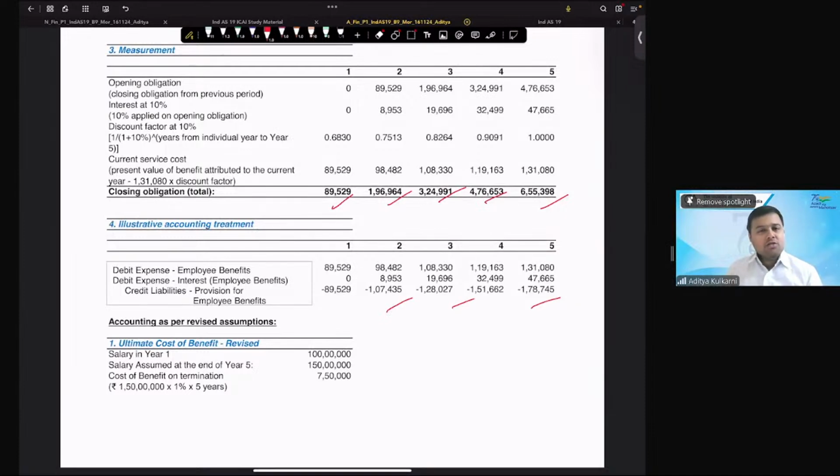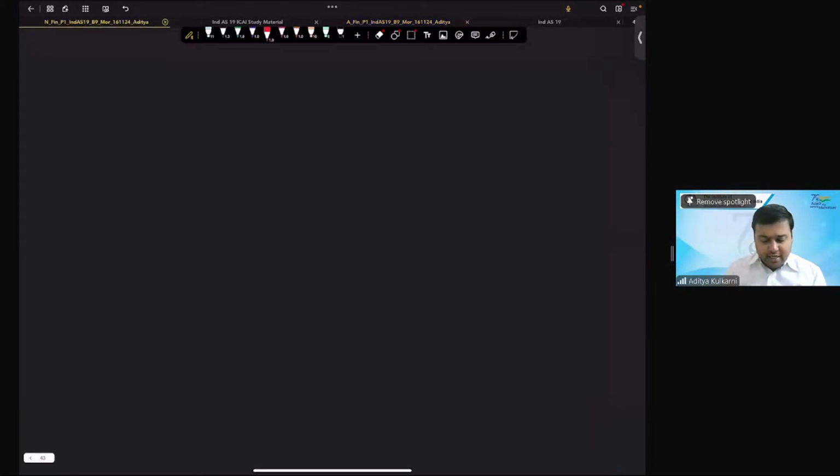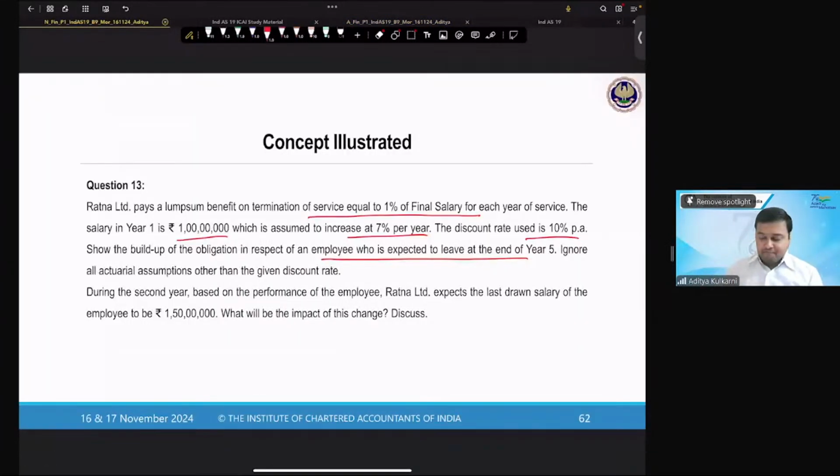So up to here, there is nothing new. This is exactly what we have done before. Are you able to recollect this particular calculation? Yes, sir. Now we come to the next one. During the second year, based on the performance of the employee, Ratna expects the last drawn salary of the employee to be 1.5 crores. Is this a change in estimate or is it a change in actuarial assumption?